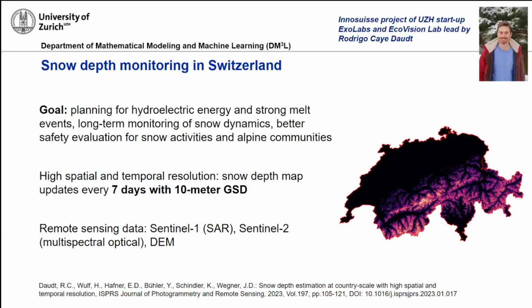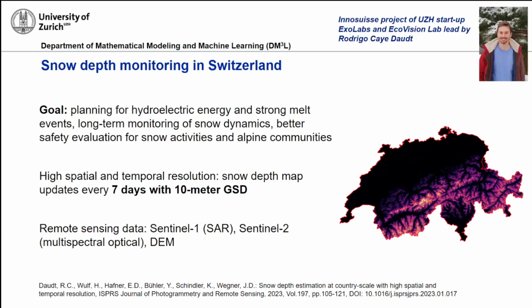All right, so snow depth monitoring in Switzerland. This project was accomplished and implemented by Rodrigo Cayedao, a postdoc, who is now at Sony working as a senior researcher. So why is snow depth monitoring interesting?